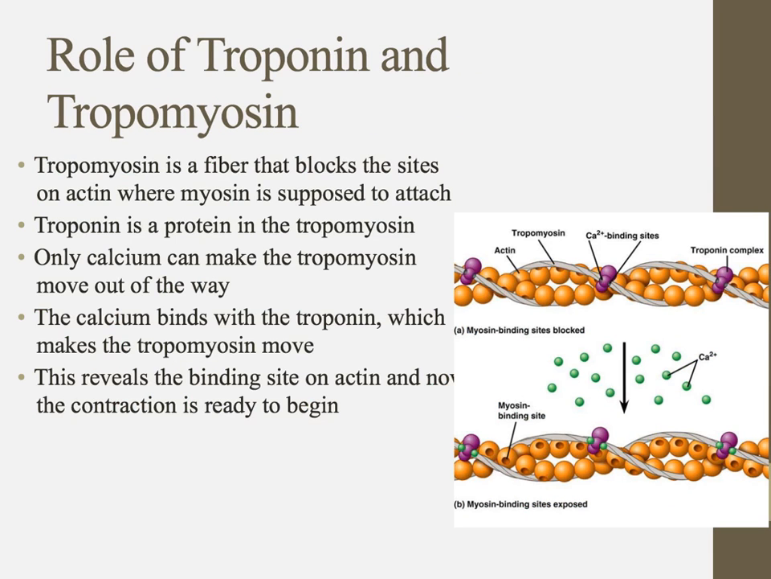So just to put this into words one more time. Tropomyosin is the band, the protein filament, that covers the myosin binding sites that are on actin. On that tropomyosin band are other proteins called troponin. When calcium binds with troponin, it moves the tropomyosin out of the way to reveal the myosin binding site so that we can get ready for a contraction.